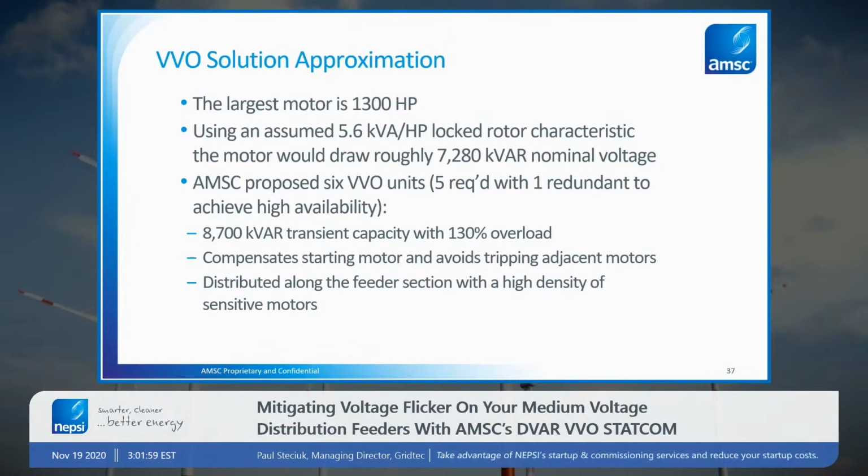The total VAR loading of all the motors was a little over 7,000 kVAR. Sorry, that's due to the largest motor starting on the system. These motors would typically be started not necessarily coordinated with each other, so it could be the case that two motors would be starting, overlapping their inrush with each other.